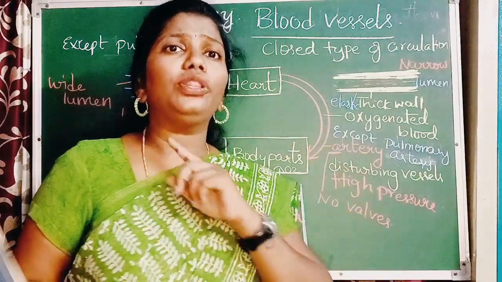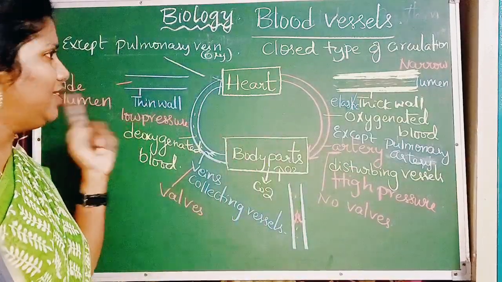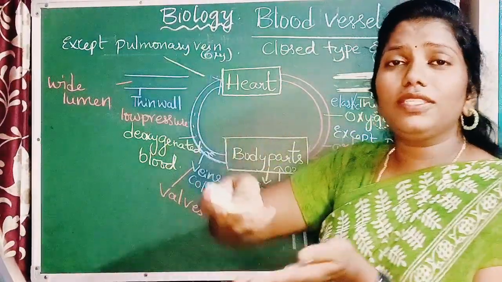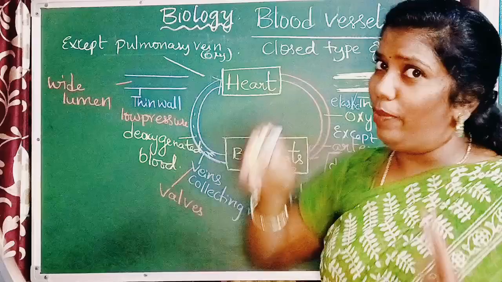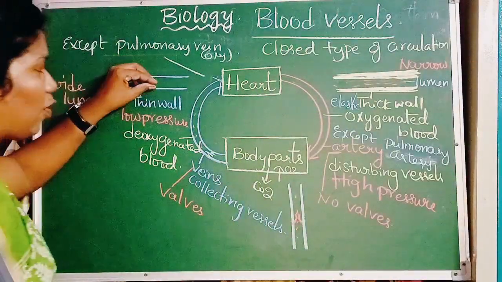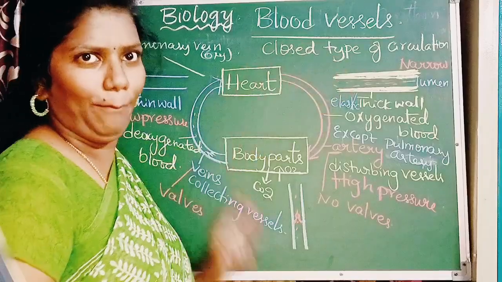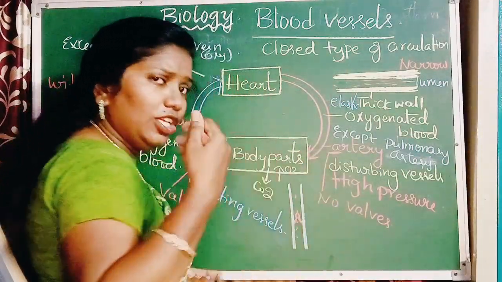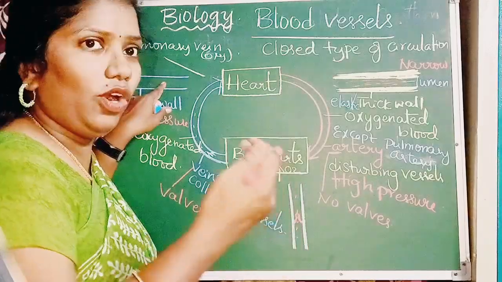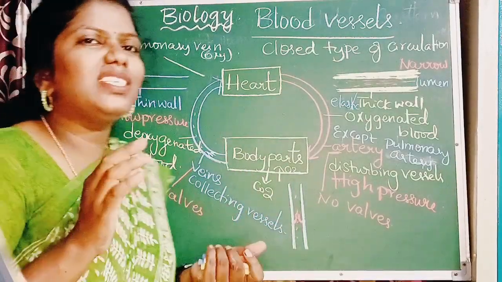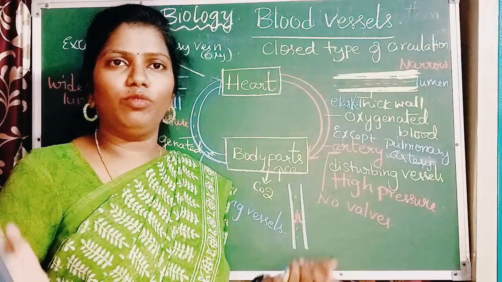In the same way, due to thin walls in the veins, the walls come closer when there is no blood. This is because when there is no blood, it collapses but it retains its shape. This is one of the main differences. An artery can retain its shape when there is no blood. A vein cannot retain its shape when there is no blood. Understood?